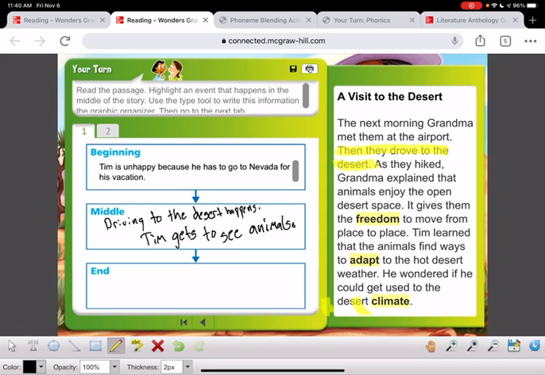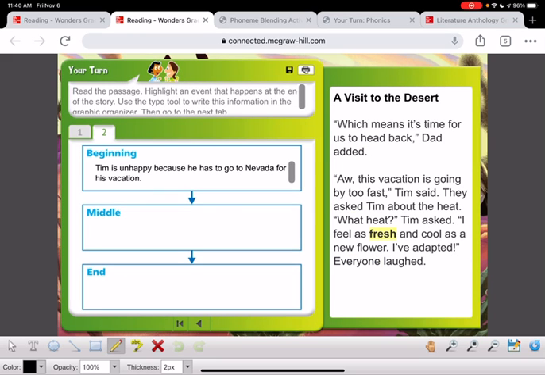And then the end plot is, let's go ahead and read number 2. "This vacation is going by too fast," Tim said. They asked Tim about the heat. "What heat?" Tim asked. "I feel as fresh and cool as a new flower. I've adapted." Everyone laughed.